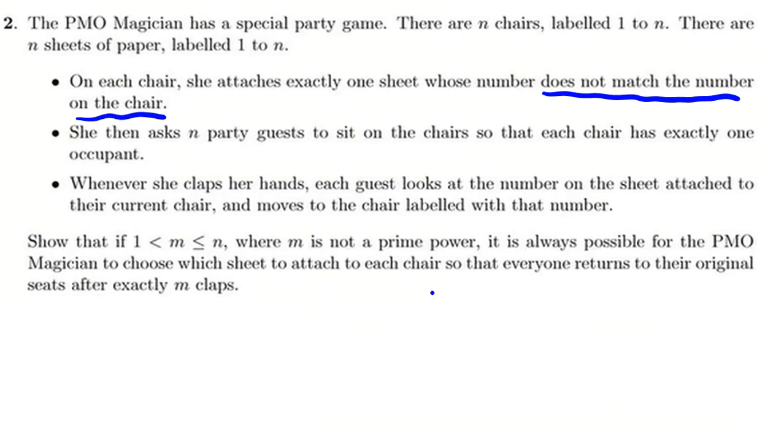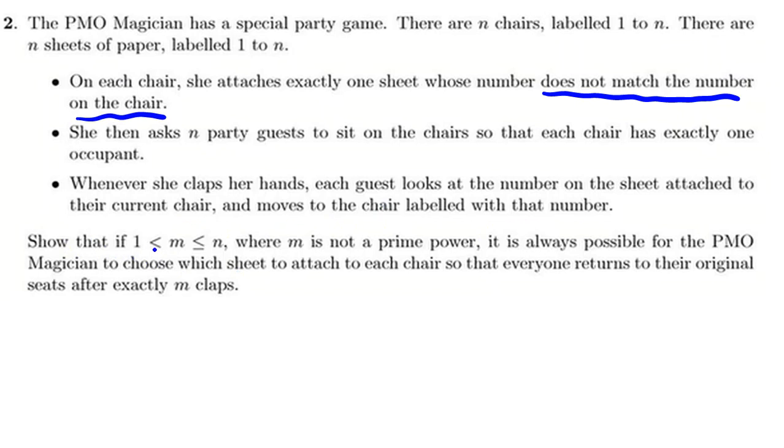Okay, it says the PMO magician has a special party game. There are n chairs labeled 1 to n, and n sheets of paper labeled 1 to n. On each chair she attaches exactly one sheet whose number does not match the number on the chair. She then asks n party guests to sit on the chairs so that each chair has exactly one occupant. Whenever she claps her hands, each guest looks at the number on the sheet attached to their current chair and moves to the chair labeled with that number.